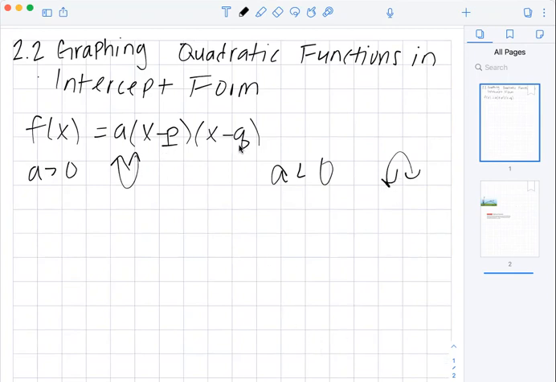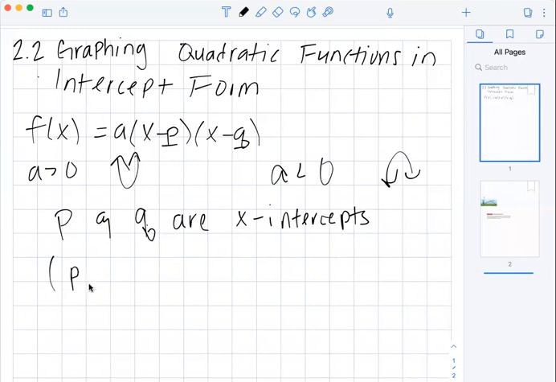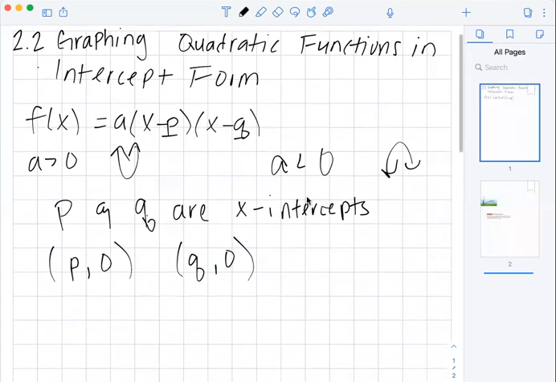P and Q are our x-intercepts. Remember what that means: it's where it crosses the x-axis. So the ordered pairs in which they cross on the x-axis are going to be (p, 0) and (q, 0). The reason why it's 0 is because any y value on the x-axis, let's visualize this.